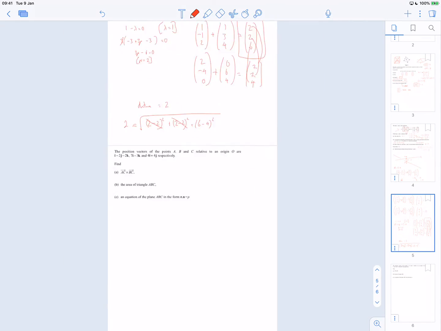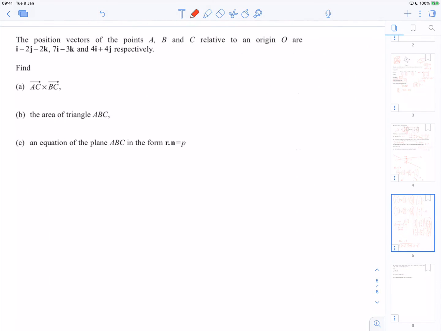Okay, last one. So, pause the video, give it a go yourself. The position vectors of the points A, B, C relative to an origin O are given. Find AC cross BC, find the area of the triangle ABC, and an equation of the plane ABC in the form r dot n equals p.